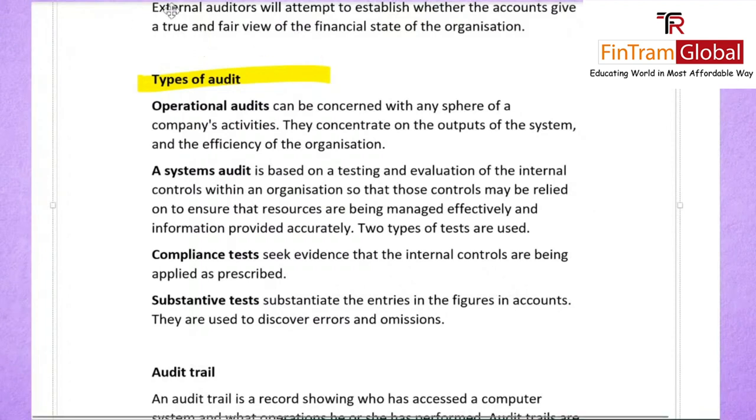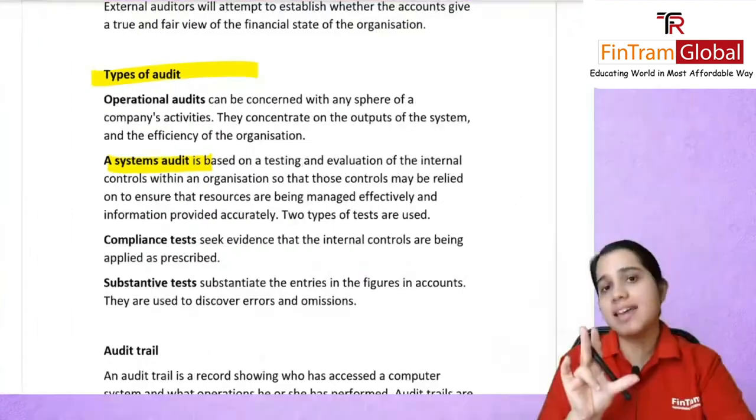So that's why you have your systems audit. You are basically seeing how it is going. You are testing and evaluating the controls that you have in place, whether you can rely on them or not. And under your system audits, wherein you are evaluating your internal controls, you have two types of tests.